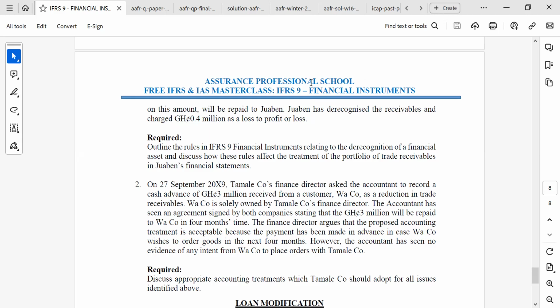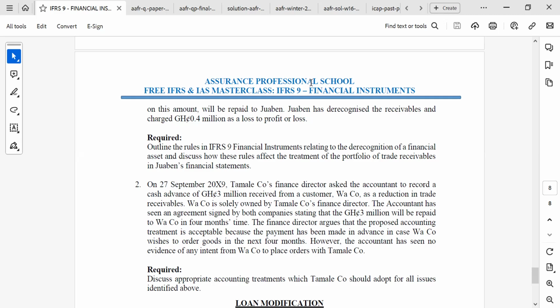On 27th September 20X9, Tamale Co.'s Finance Director asked the accountant to record a cash advance of 3 million received from a customer, WACO, as a reduction in trade receivables. WACO is solely owned by Tamale Co.'s Finance Director. The accountant has seen an agreement signed by both companies stating that the 3 million will be repaid to WACO in 4 months' time. The finance director argues that the proposed accounting treatment is acceptable because the payment has been made in advance in case WACO wishes to order goods in the next 4 months. However, the accountant has seen no evidence of any.